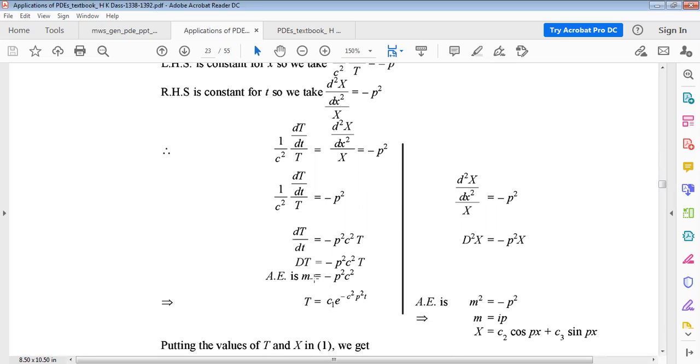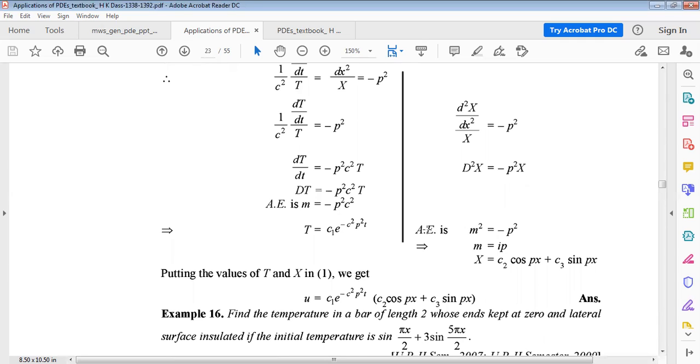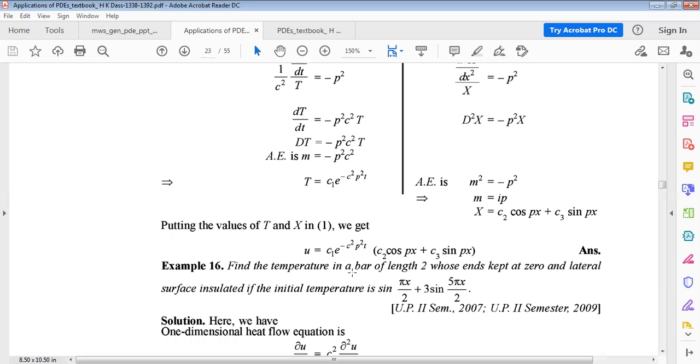Solving the auxiliary equation what? M equals to this. So capital T equal to C1 e to the power minus c square p square t. And the auxiliary equation for this second one will be m square equal to what? Minus p square. So m equals to plus or minus i p. These are complex roots. This can be written as C2 cos px plus C3 sin px for complex roots of this ordinary differential equation. Now putting the values of T and X, we get the required solution.